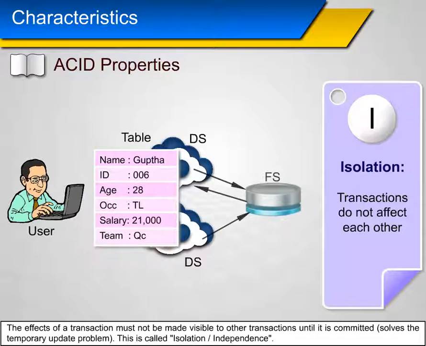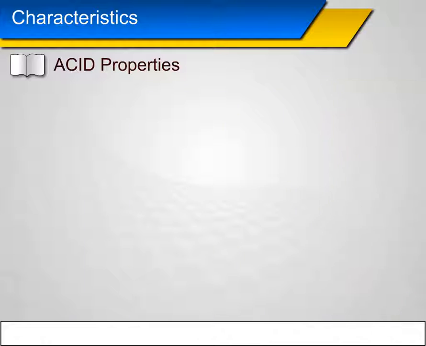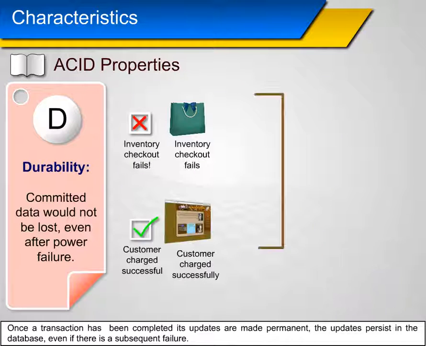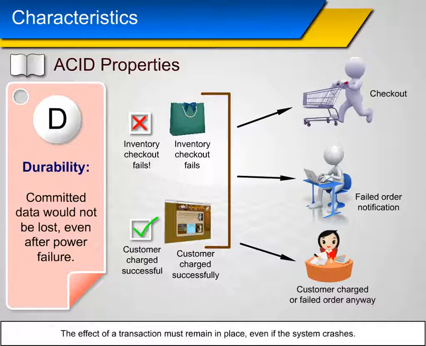The effects of a transaction must not be made visible to other transactions until it is committed, which solves the temporary update problem. This is called isolation or independence. This actually sounds like a consequence of atomicity. Once a transaction has been completed, its updates are made permanent. The updates persist in the database even if there is a subsequent failure. The effect of a transaction must remain in place even if the system crashes.